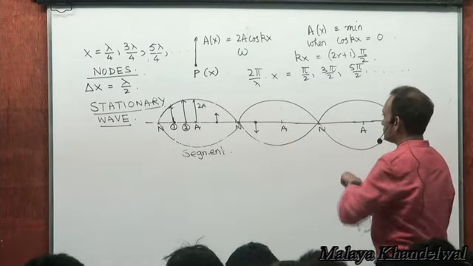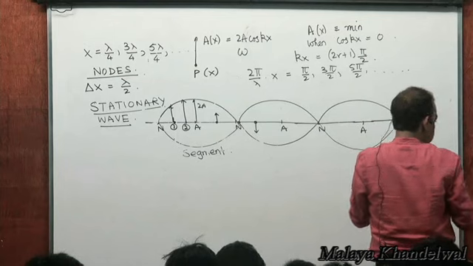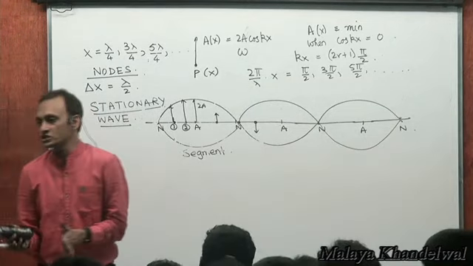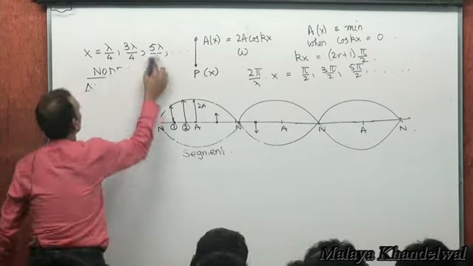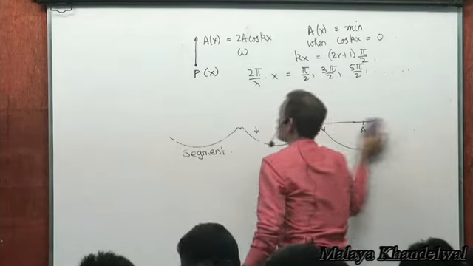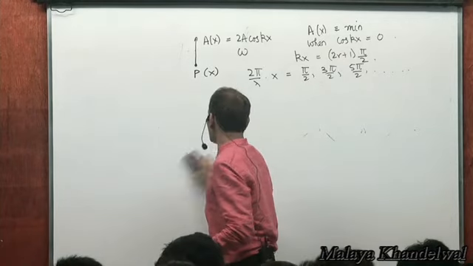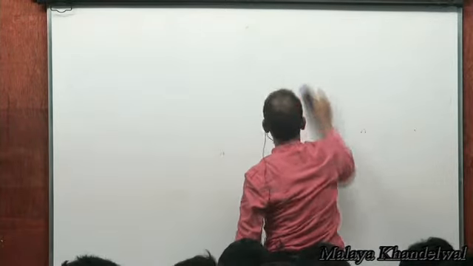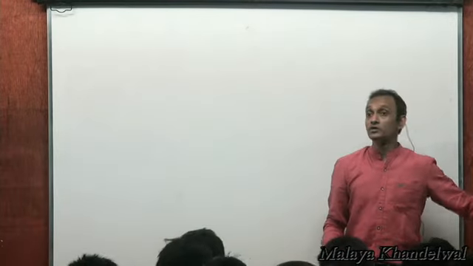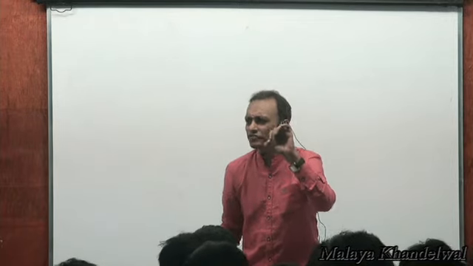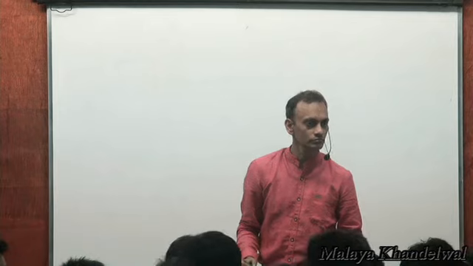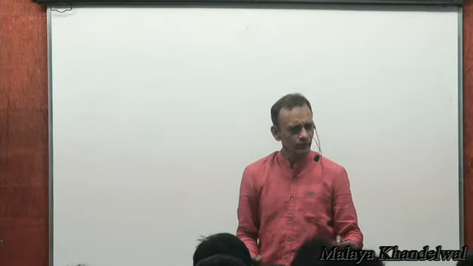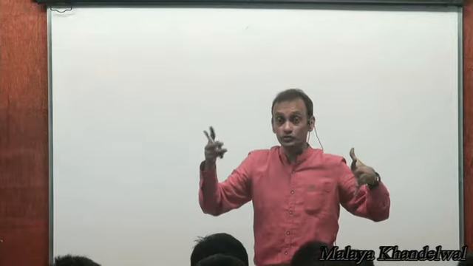Now, this is one kind of superimposition, where the wave trains were identical in amplitude and were identical in frequency, omega, right? Suppose there were two disturbances slightly differing in frequency, and they superimpose at a point. Let's see what they would produce.